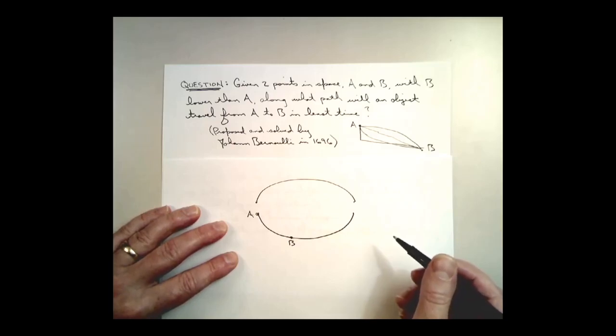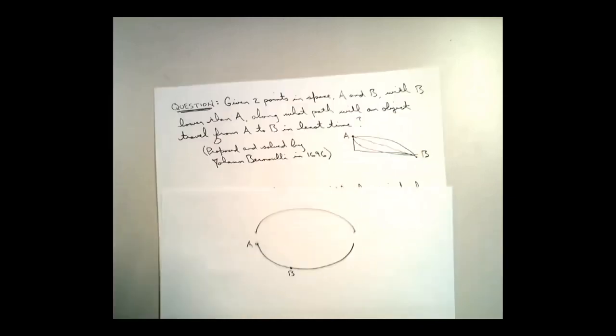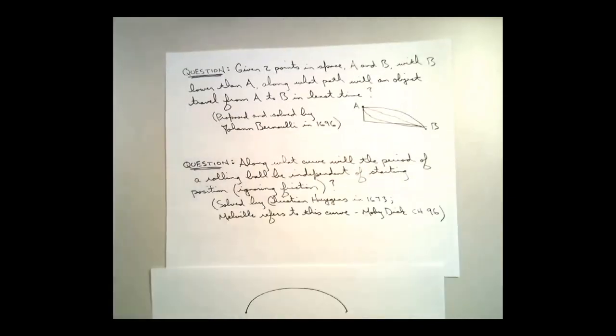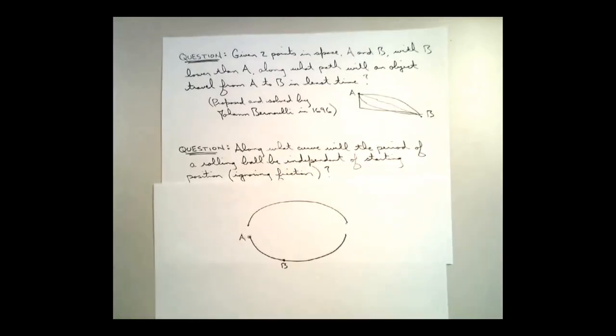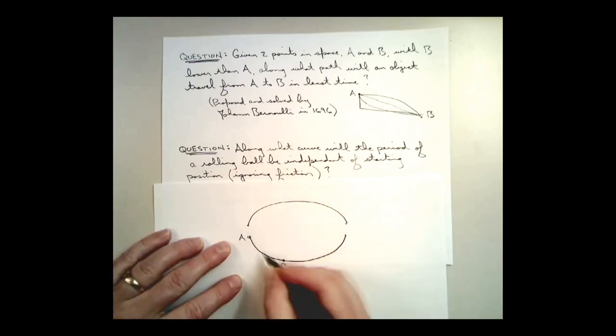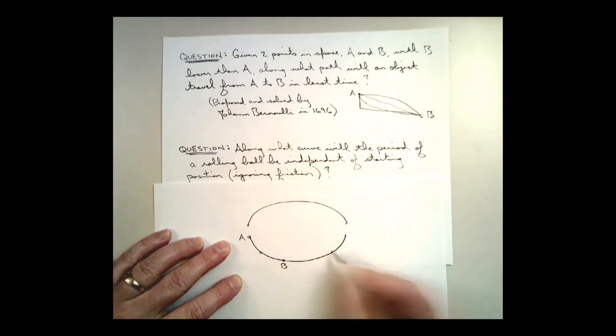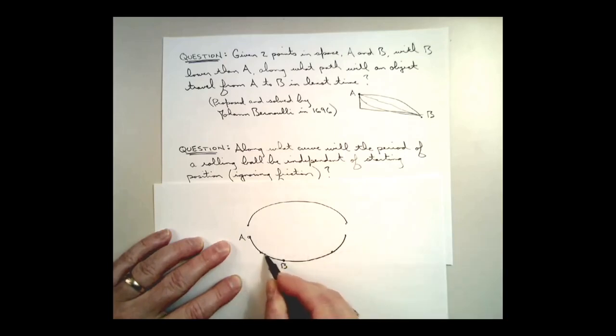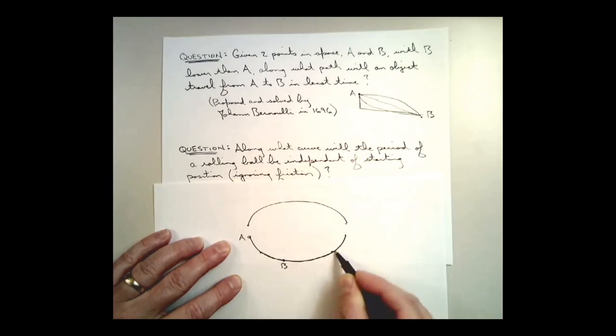There was another question that was asked a little bit earlier than this one, and that was along what curve will the period of a rolling ball be independent of starting position? Now, this is ignoring friction, right? So what we're asking here is, if we've got an object that's going to go from, let's say, this point right here to this point right here, we're ignoring friction, so the amount that it falls is going to be the amount that it rises as well.